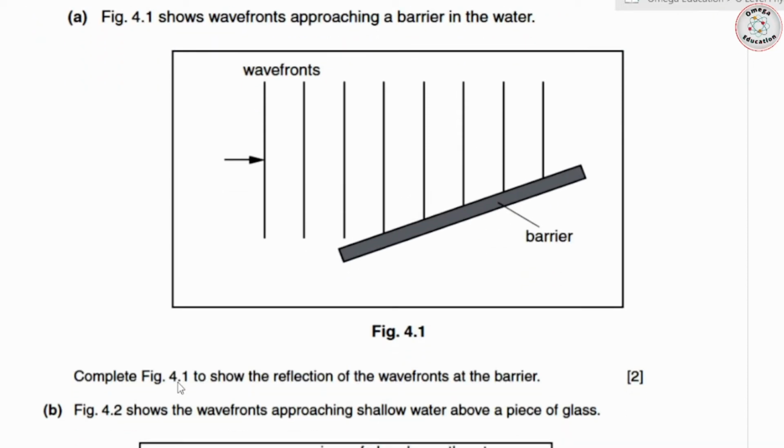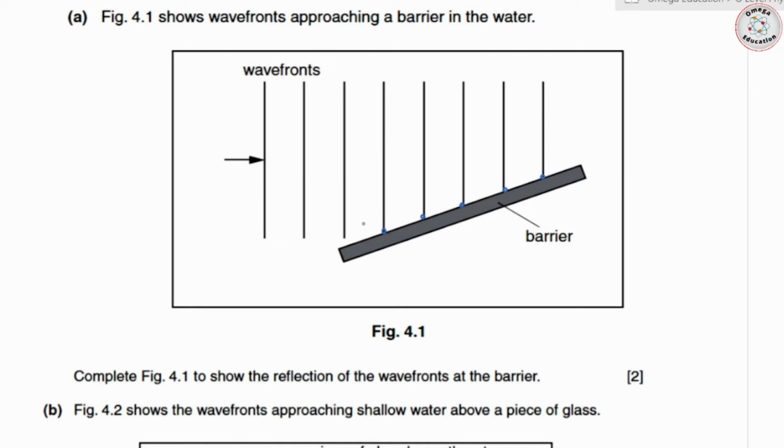So we have to show the process of reflection of the water waves in terms of the wave fronts. Now this question is mainly done by two different ways, and both the methods are acceptable, equally effective. I'll be demonstrating only one of them. One of the methods is that first of all you select the point of incidence. Points of incidence are the points where the wave fronts are striking the barrier.